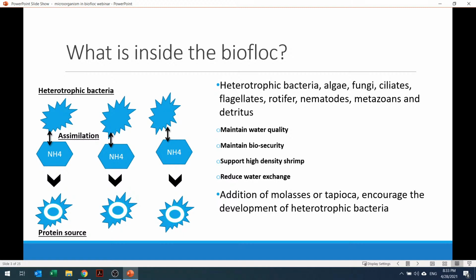The heterotrophic bacteria mechanism to remove the ammonia can be seen from this diagram here. Ammonia in the water will be assimilated into the bacteria cell. This cell later will be a form of protein source for the shrimp when they consume the floc.